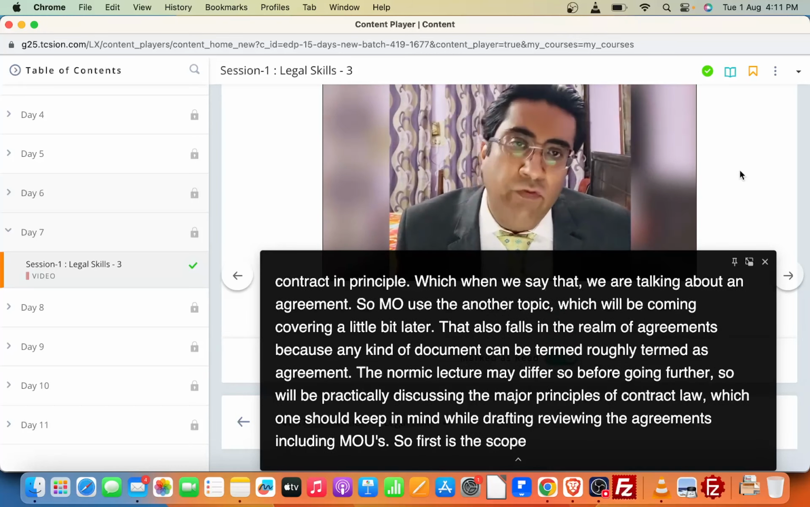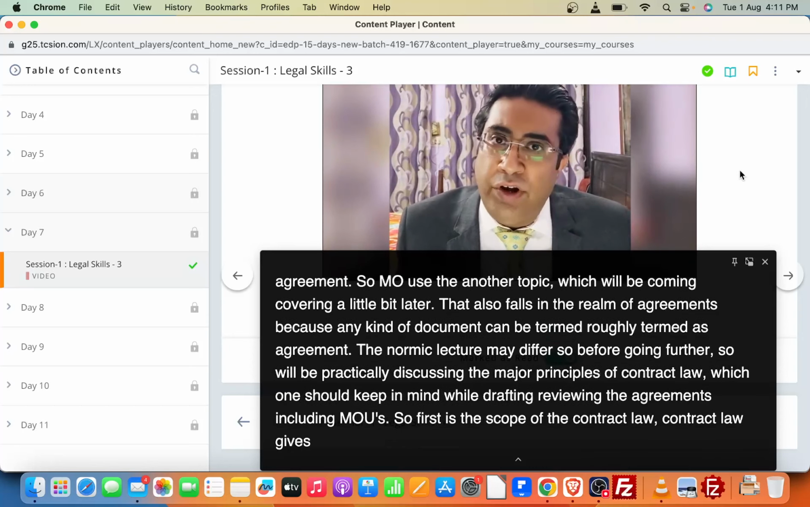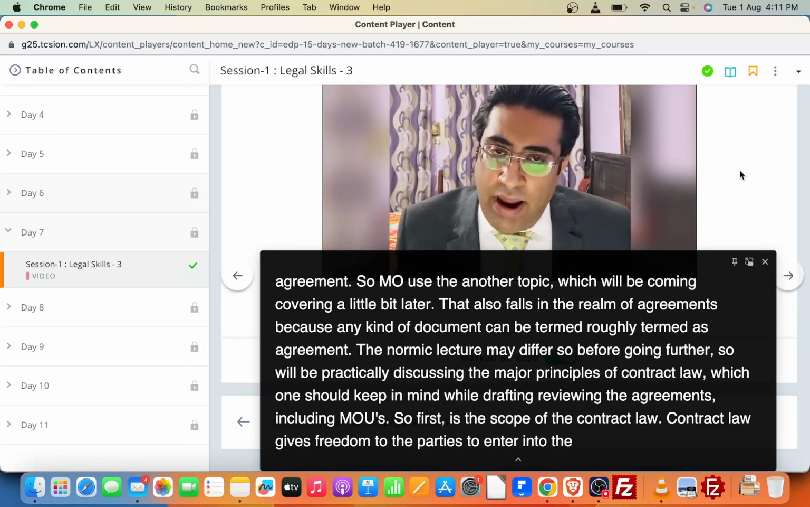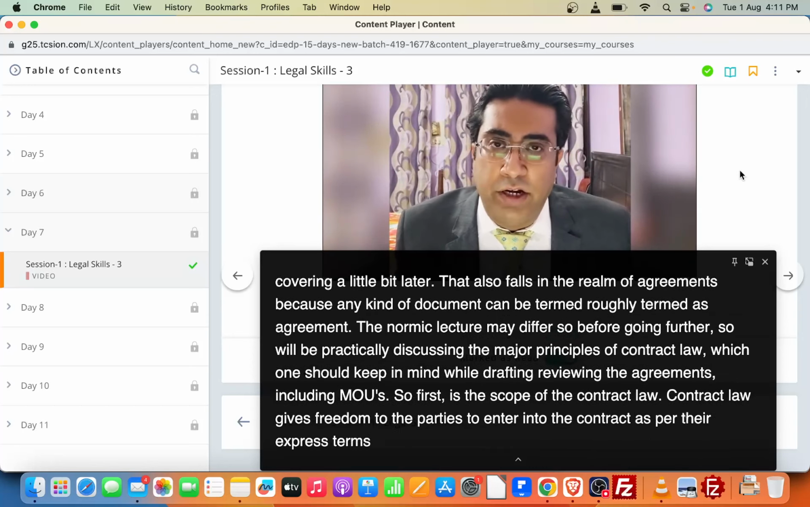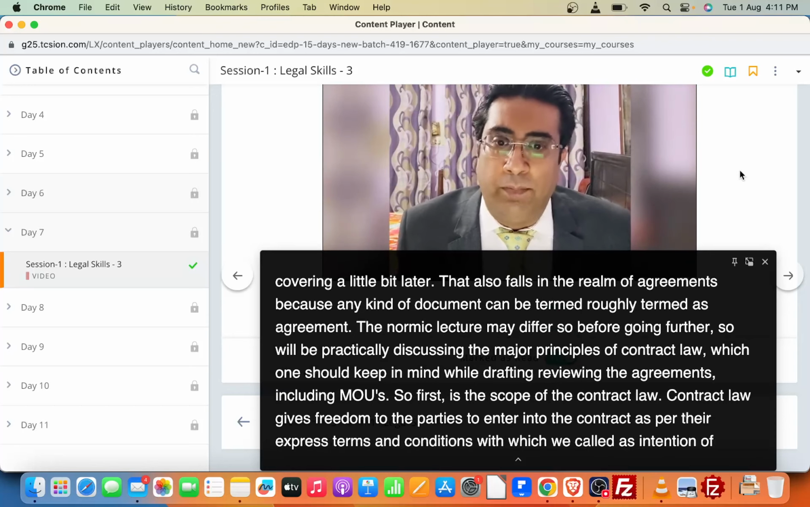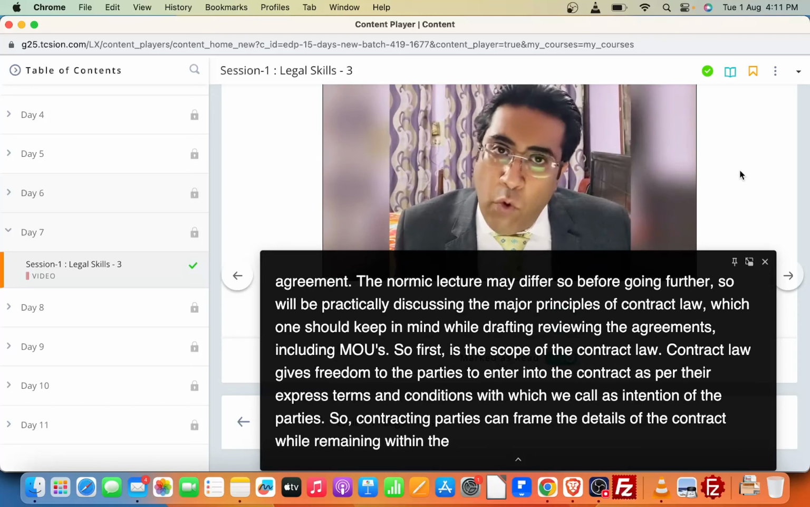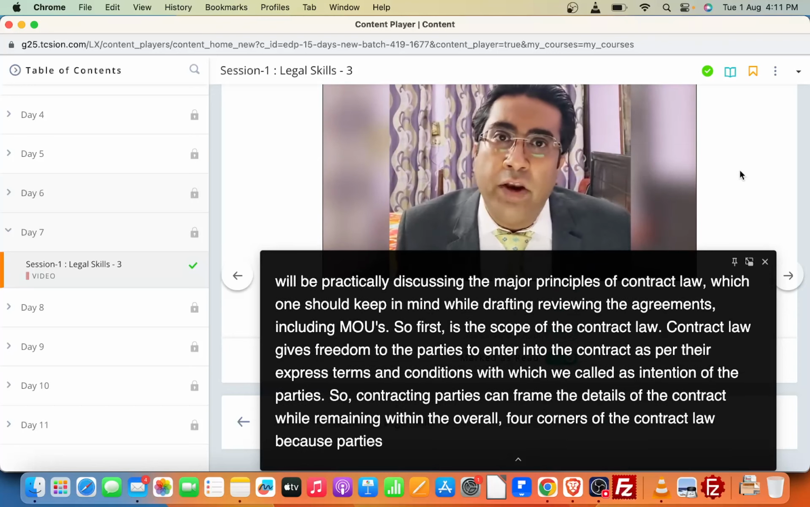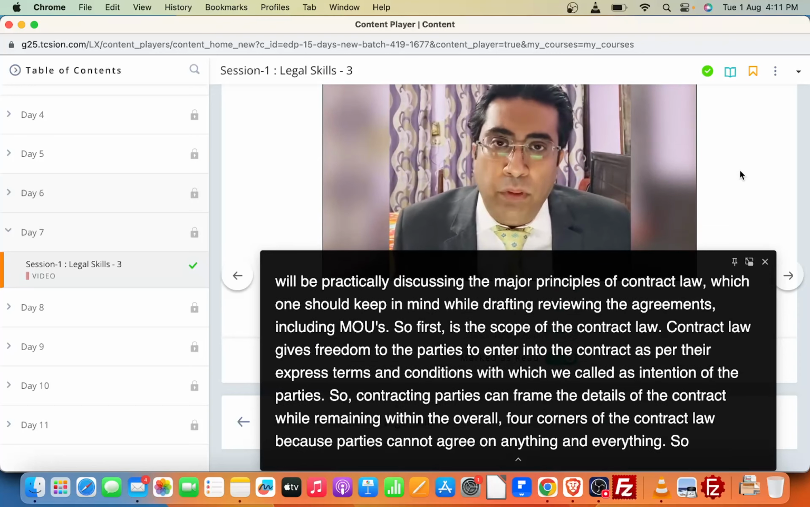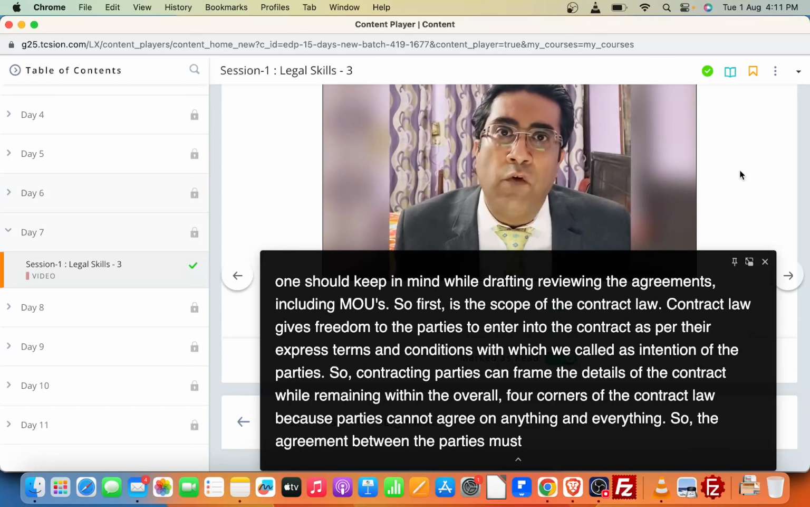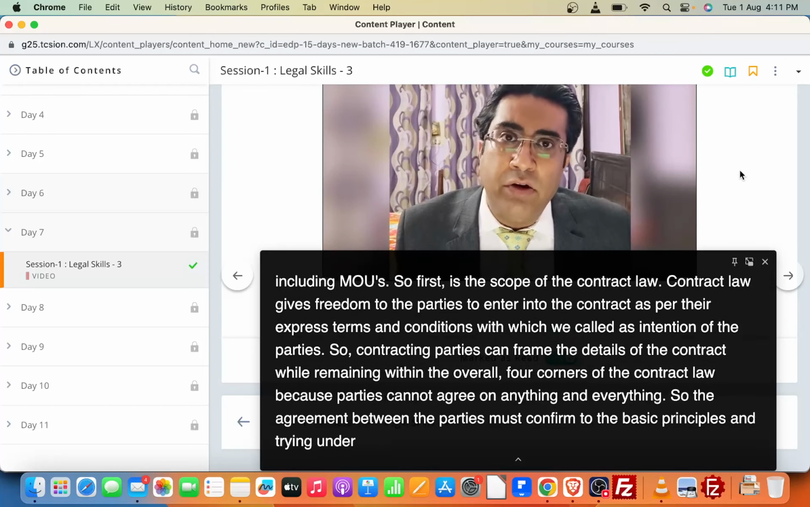So first is the scope of the contract law. Contract law gives freedom to the parties to enter into the contract as per their express terms and conditions, which we call the intention of the parties. Contracting parties can frame the details of the contract while remaining within the overall four corners of the contract law, because parties cannot agree on anything and everything. So the agreement between the parties must conform to the basic principles enshrined under the Contract Act.